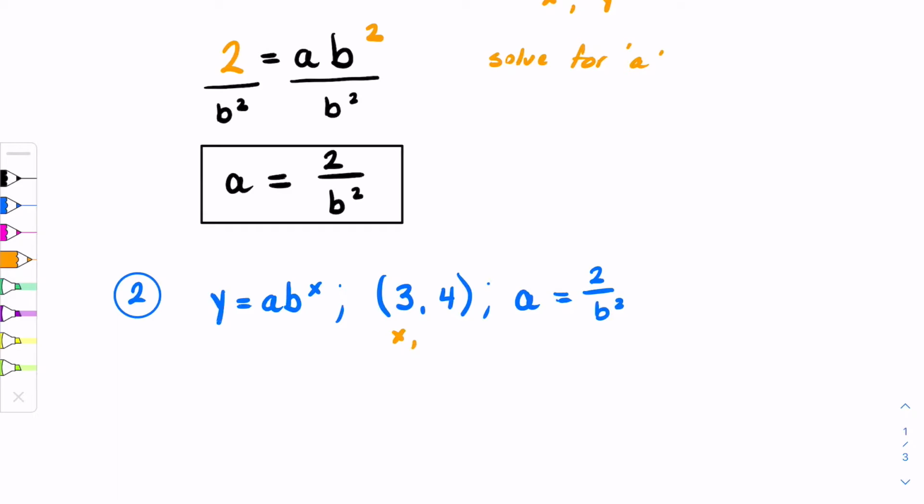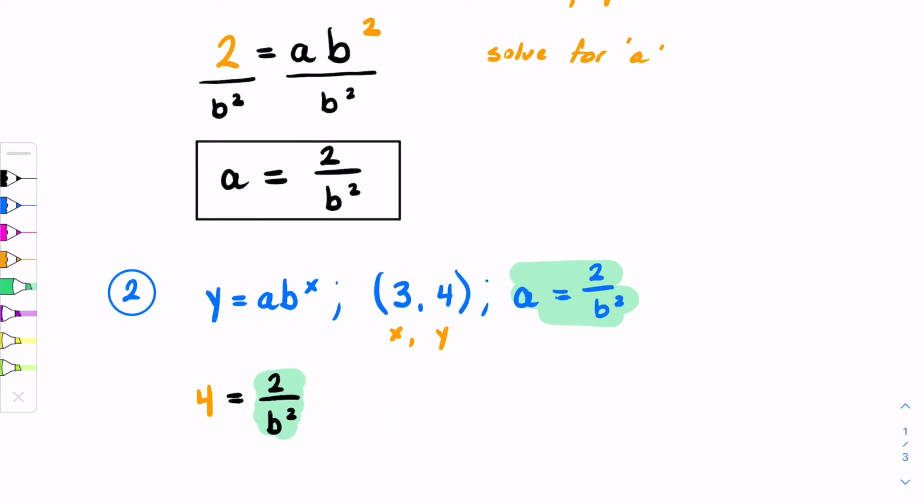Label my ordered pair x, y. And I'm going to highlight the value of a. I'll do the same thing when I go through the function. I'm going to replace y with the value of 4. 4 is equal to a, which is going to be replaced with 2 over b squared. That's what we just found in step 1. That's what I highlighted over here in green. This is being multiplied by the value of b raised to the power of x, which we're replacing with 3.